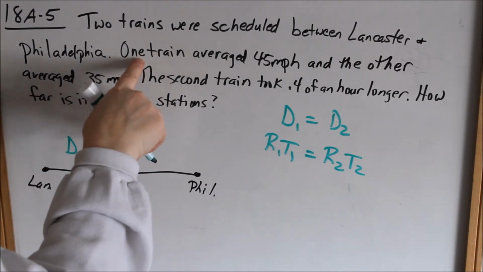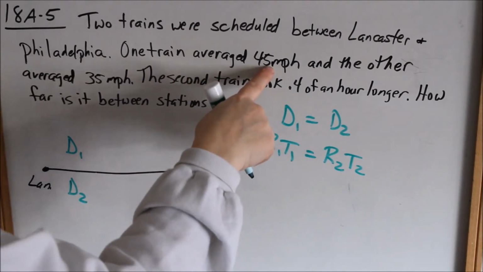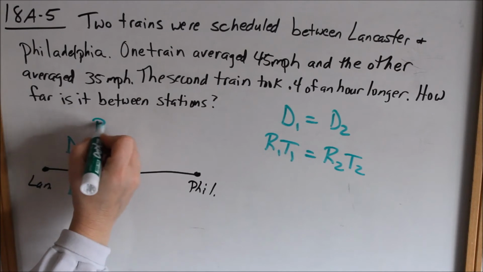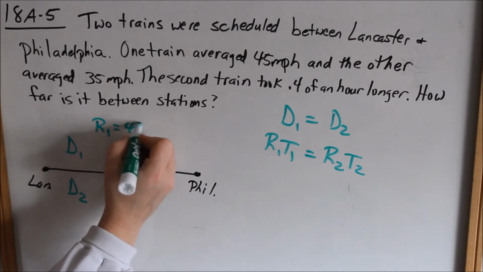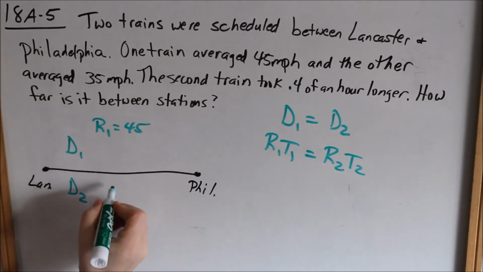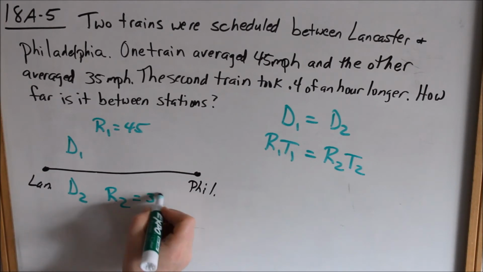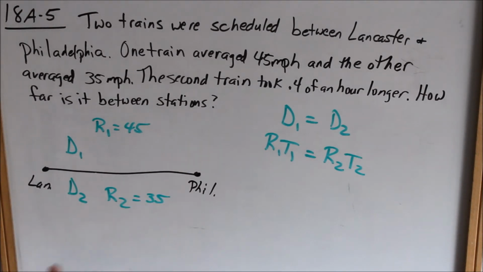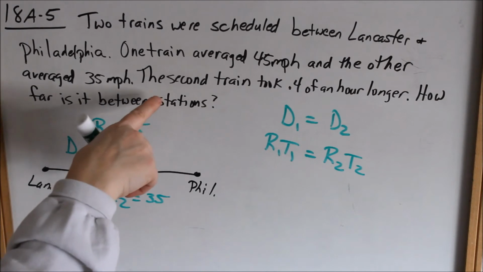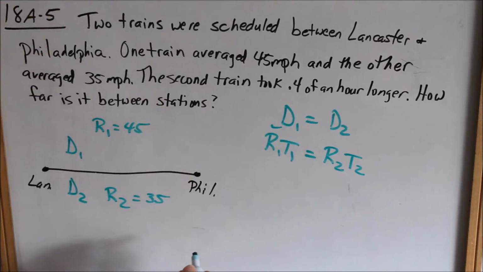The next information it says is one train, let's call this train 1, averaged 45 miles an hour. So for train 1, its rate was 45 miles an hour. And then the other train averaged 35 miles an hour. So for train 2, its rate was 35 miles an hour. Now, over here in our equation, we know the rate for the first train and the rate for the second train. Now let's look at our time information.